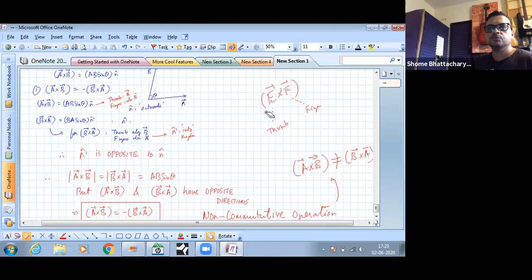Yes, addition is commutative, as you know. Addition and dot product are commutative, whereas cross product and difference of two vectors are non-commutative. Just like we can say A cross B is not equal to B cross A, we can say A minus B is not equal to B minus A. So these are both non-commutative operations.